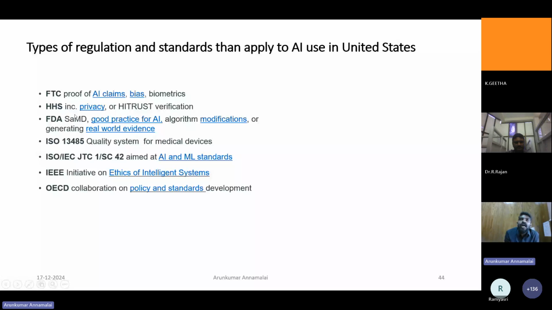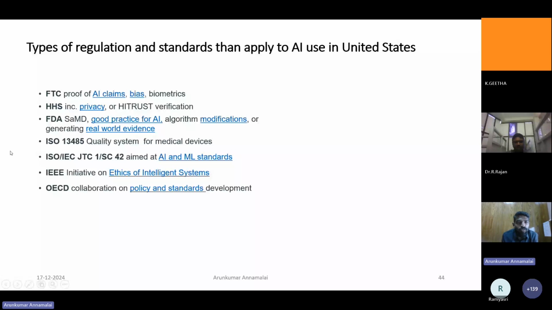So another important challenge is the classification of AI. What is it? Is it a device? AI as a standalone product cannot be regulated. So AI should go with the medical device, where AI is the software and you have the hardware. Or AI should be classified as software as a medical device, where AI is working on the diagnostic or screening aspect of it. So this classification is important to understand.